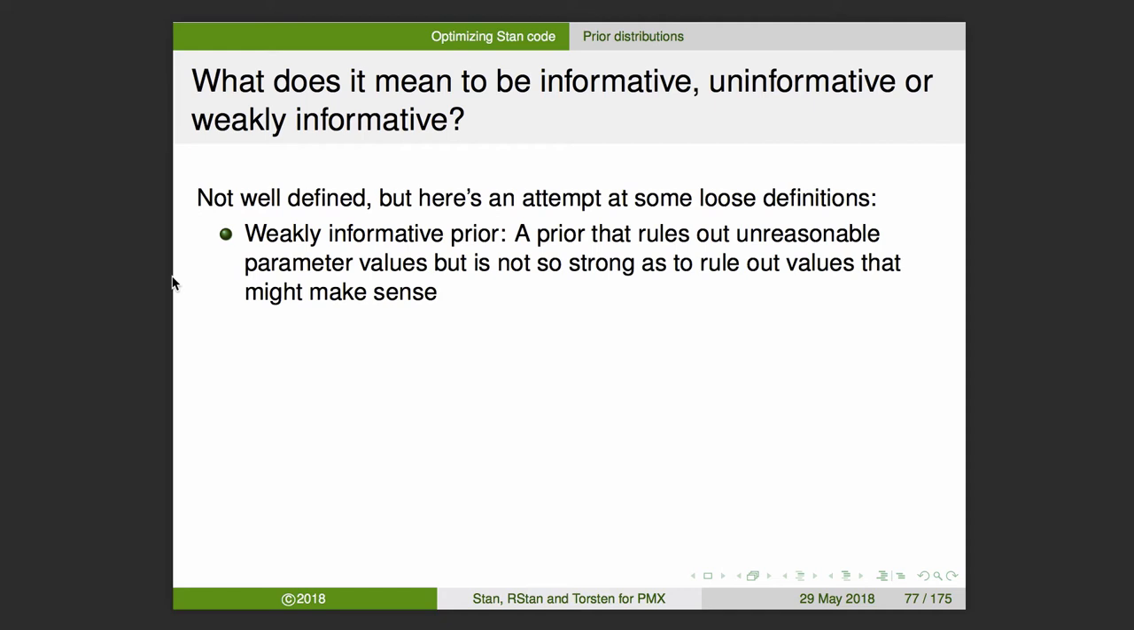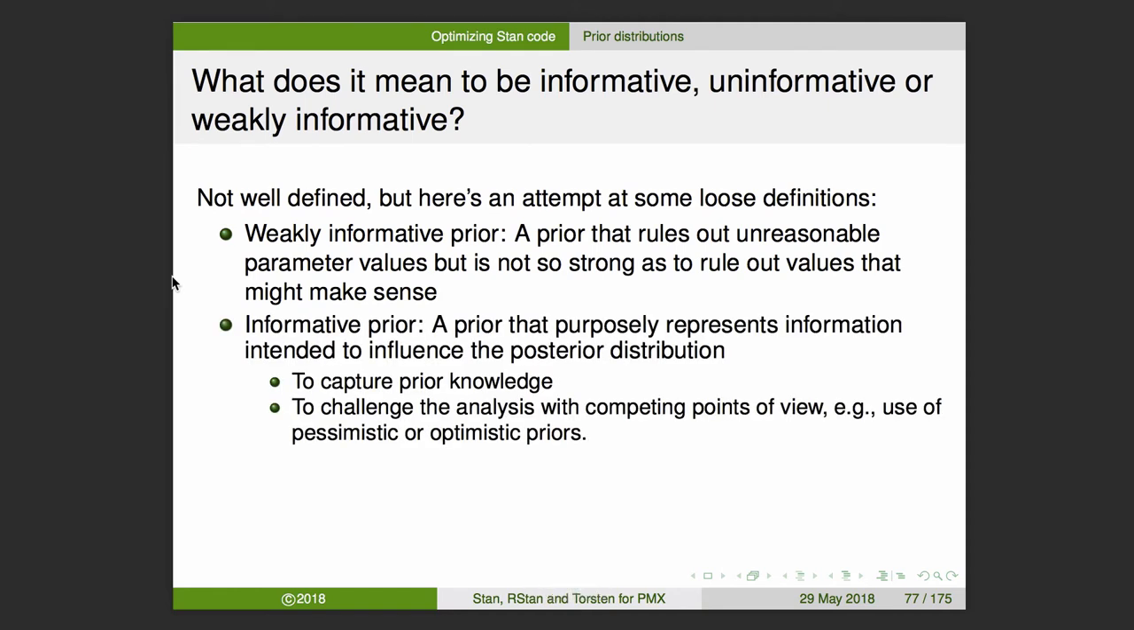So a weakly informative prior means a prior that rules out really unreasonable parameter values, but isn't so strong as to rule out values that might make some kind of sense. So that's talking about loose. Again, it's that notion where I'm trying to keep the values plausible based upon whatever prior knowledge I may have, but I don't want to keep them so sharp as to be overly influential on the outcomes. I want to allow the possibility that the data is going to be telling me something else.